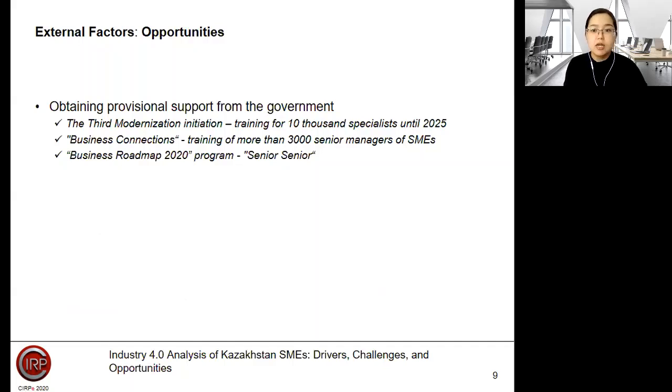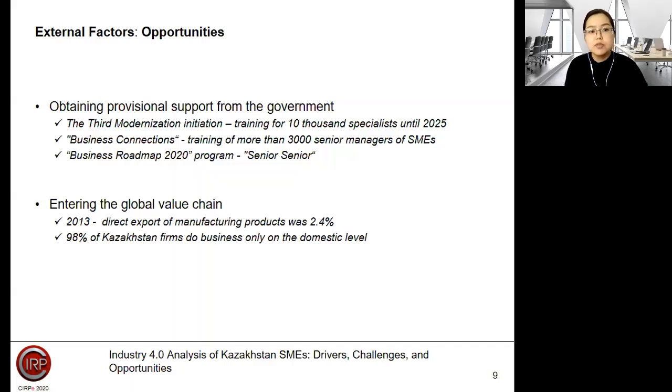can be mentioned, which plans to train 10,000 specialists with high digital competency until 2025. Second is the Business Connections program, which has already trained more than 3,000 senior managers of SMEs. And finally, the Business Roadmap 2020 program with a project Senior, where SMEs had an opportunity to invite foreign experts in order to get professional training and create a network.